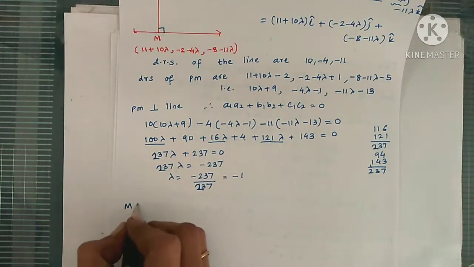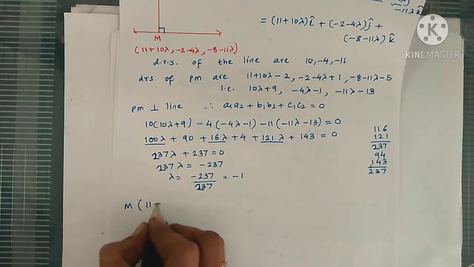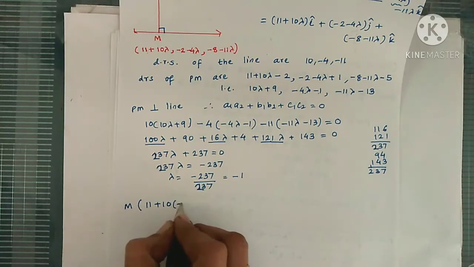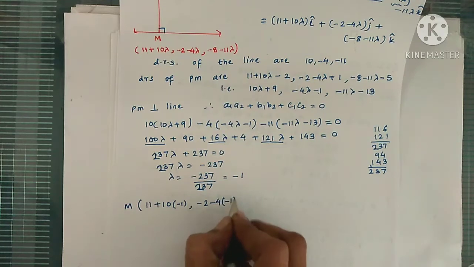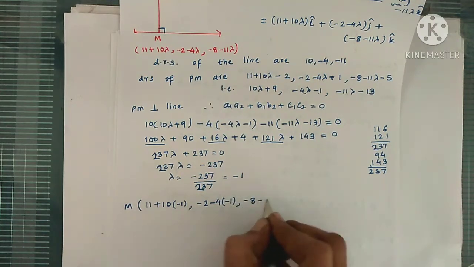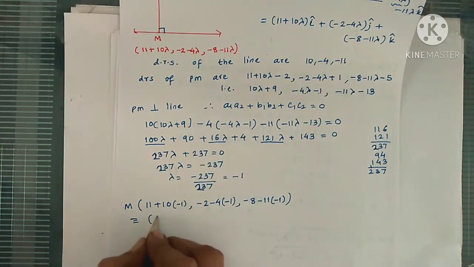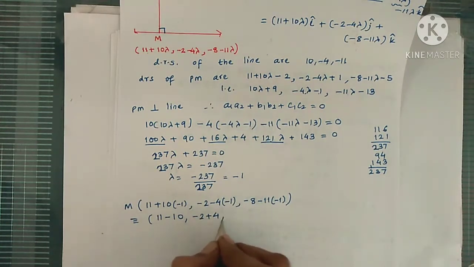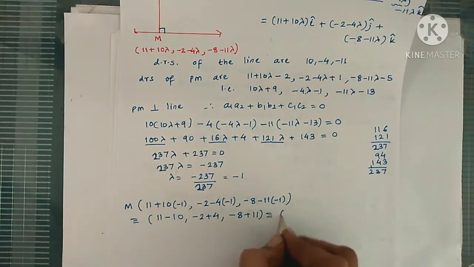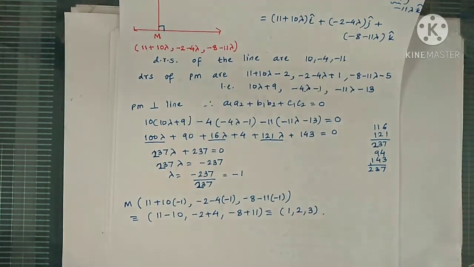So using this value of lambda, substituting in the coordinates of M, we have 11 plus 10 lambda, where lambda is minus 1. Then the y coordinate is minus 2 minus 4 into minus 1, and minus 8 minus 11 into minus 1. So 11 minus 10, minus 2 plus 4, minus 8 plus 11. So that is 1, 2, 3. So we have the coordinates of M.